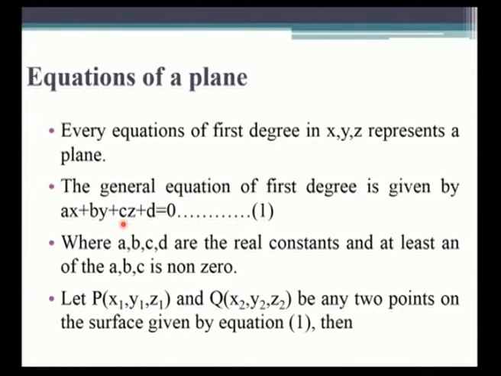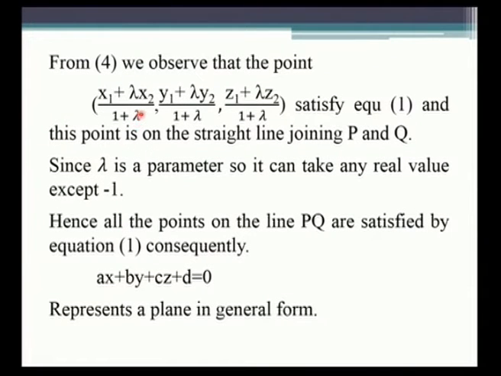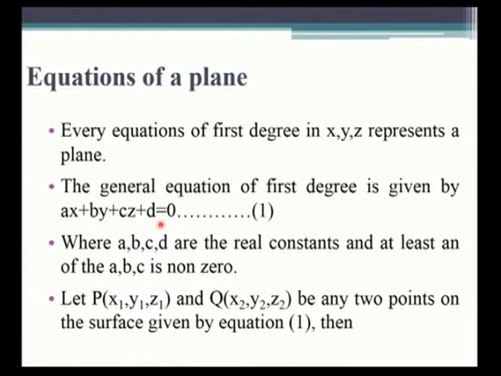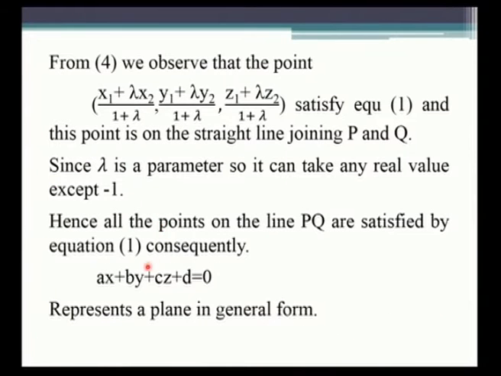This equation will be satisfied by this point, and this point is on the straight line joining P and Q. So, lambda is a parameter, so it can be taken as any real value except minus 1. Hence, all the points on the line PQ satisfy equation 1, ax plus by plus cz plus d is equal to 0.